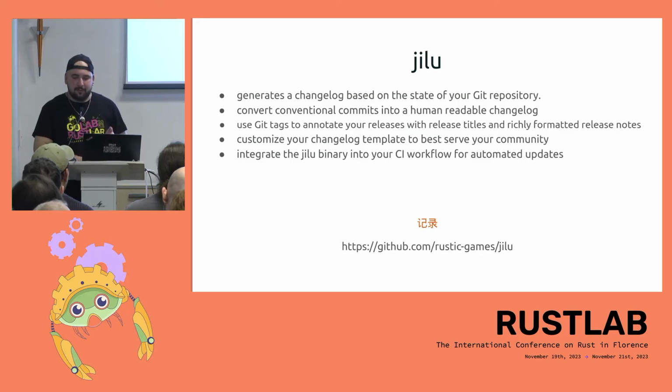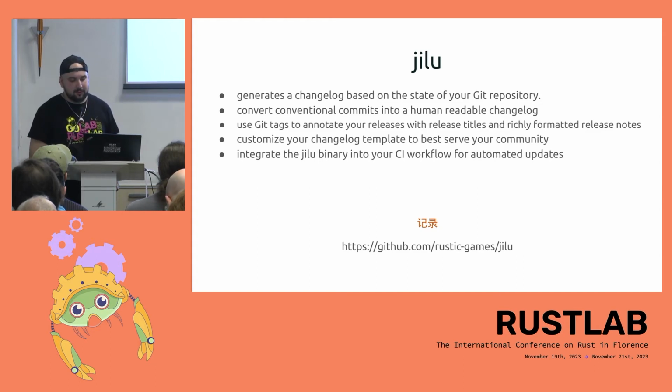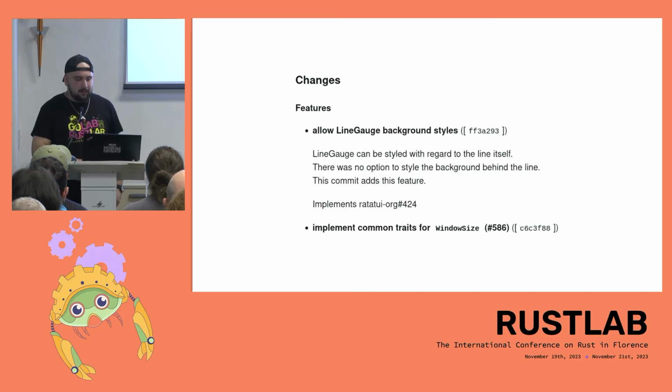Found out there's one tool called Glu. You can use it to pretty much do the thing that I mentioned. So it generates a changelog based on the state of your Git repository. Great. Conventional commits into human-readable changelog. This is also great. Uses Git tags. Nice, and you can customize it, apparently. That's also nice. And also, this is a binary, and you can automate this by adding this to your CI. All sounds great. I was very excited to try out Glu, and I did.